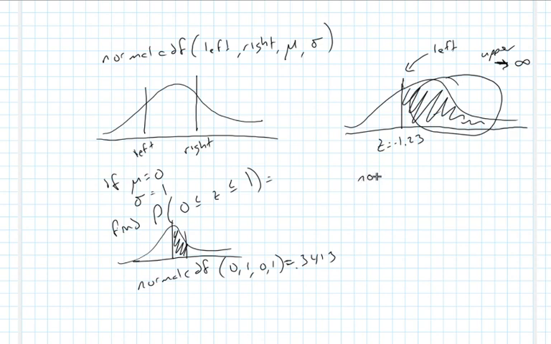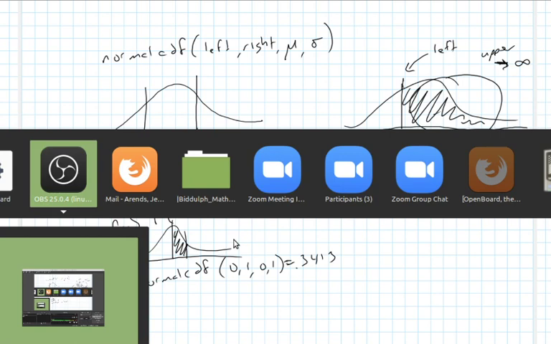So instead what we're going to do is we're going to type in normal CDF. For our left bound, we'll do negative 1.23. And for our right bound, we're just going to do a very large number. We could do something like 10 to the 99th. And then we'll enter our mean and our standard deviation. We're doing 0 and 1 still. I guess I'm still doing a standard normal. So let's see what that looks like.